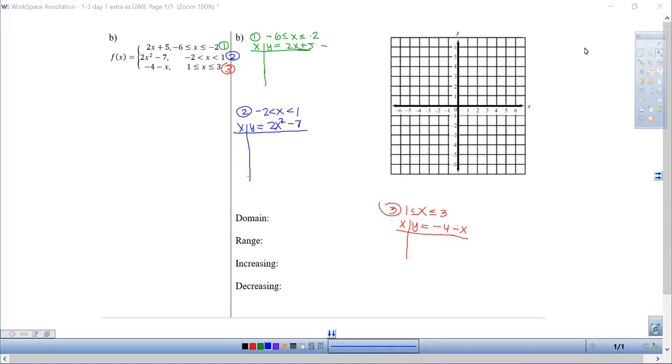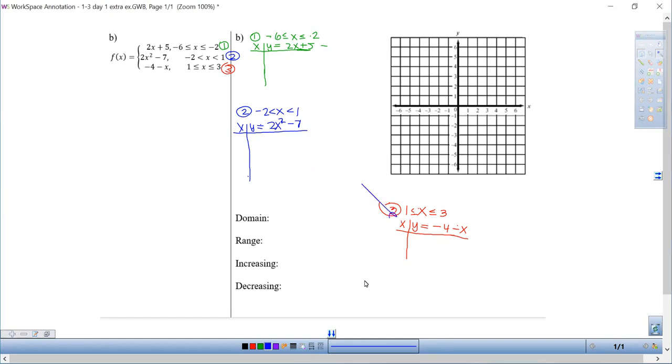Okay, so in this video, I'm going to go through example 2b from 1.3 day 1, piecewise functions. This is that extra example that you can watch if you want some extra practice with this procedure. So I have a piecewise function with 3 pieces. I've already set up my t-charts for each piece and written the domain and the function.